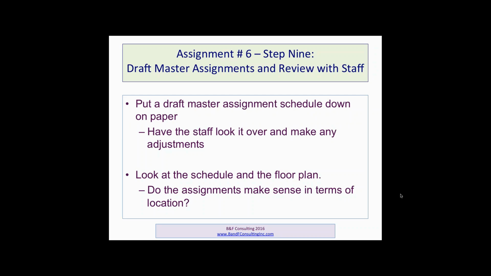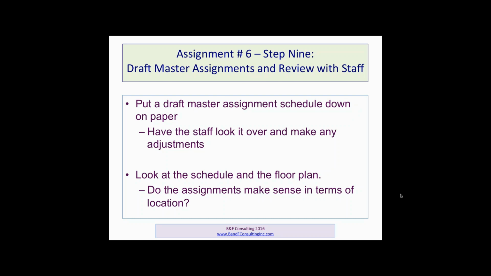Look at the draft schedule and the floor plan and think through the assignments. Do they make sense in terms of location? Remember that this is a draft and will most likely change based on valuable input from your staff. Keep in mind that high engagement comes from high involvement. The more that you involve your staff in figuring out these assignments, the more they will own the process and the end result.